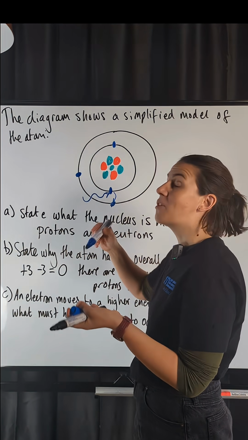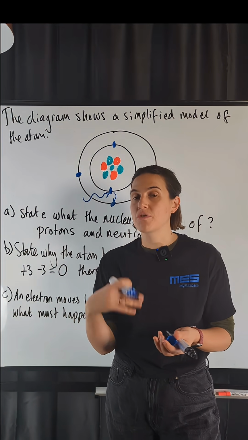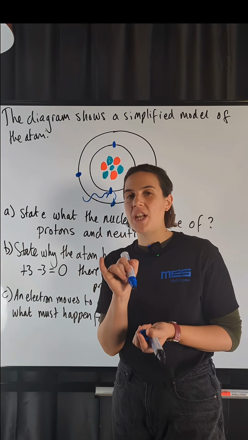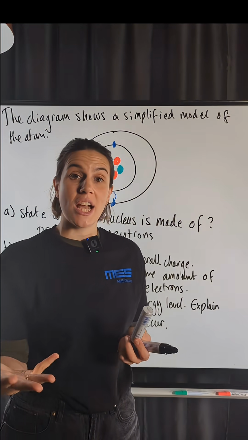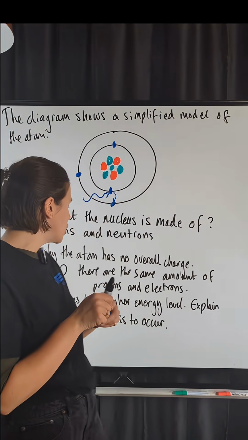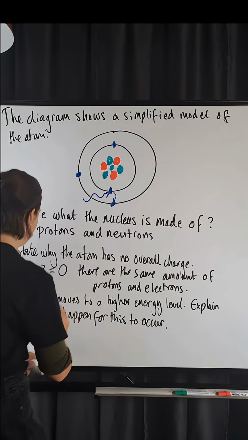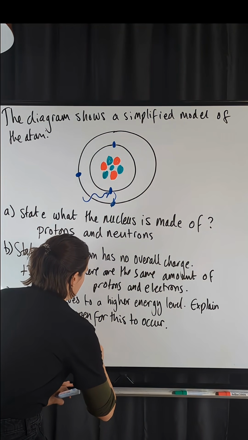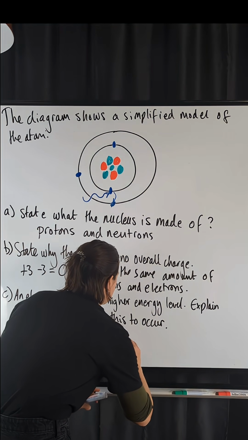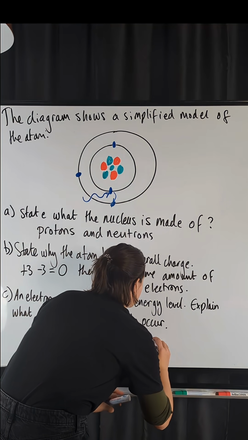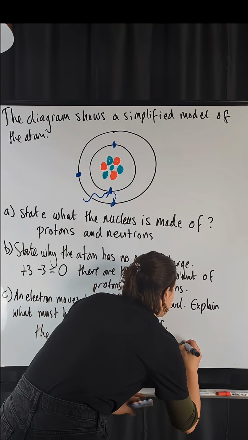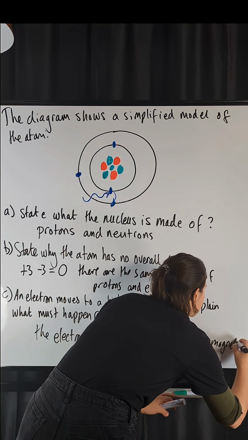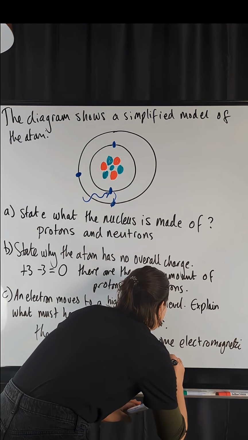When it moves back down, it will release electromagnetic radiation to reduce the amount of energy. But because it wants to increase in energy level, it's got to get more energetic. It's going to have to absorb some energy. So the electron must absorb some electromagnetic radiation.